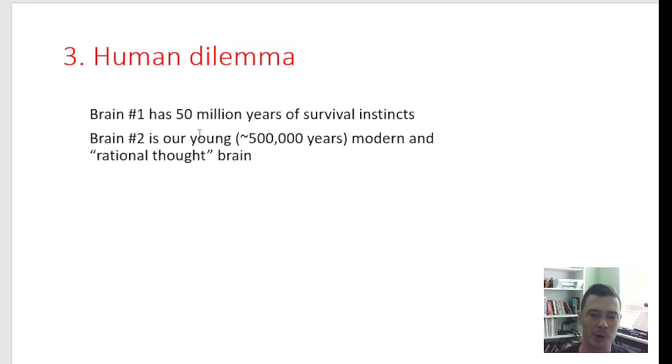And now here's the human dilemma about money: our brain is chock full of survival programming. The brain that we have is 50 million years of survival instincts, and this is 100 times older than our new brain that gives us this consciousness, this abstract thought, this ability to think through problems.